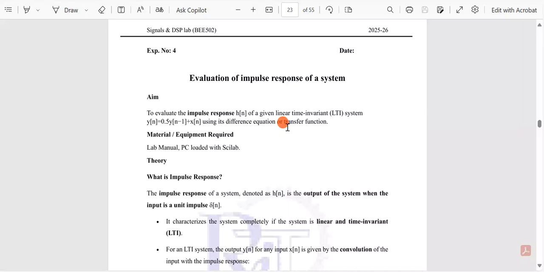Welcome all. In this video, we are going to see this experiment, evaluation of impulse response of a system. Here we are using this linear time invariant system, y of n is equal to 0.5 y of n minus 1 plus x of n, using the difference equations.